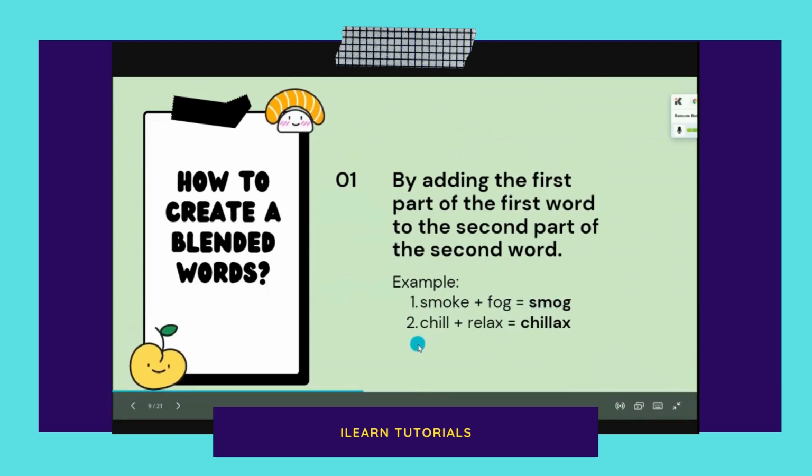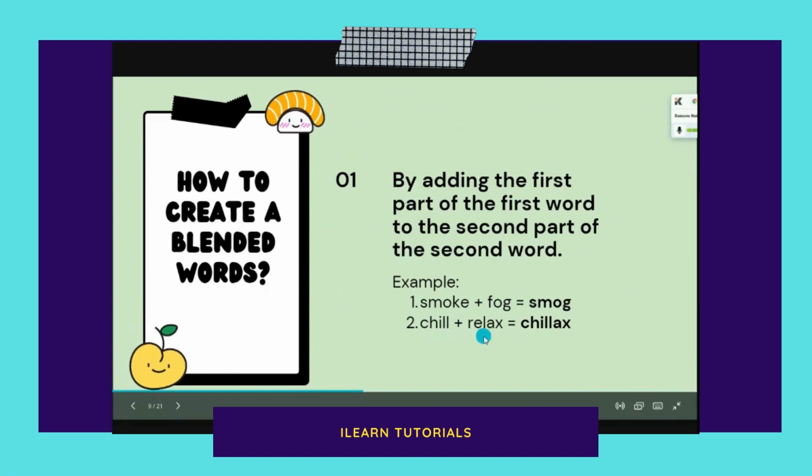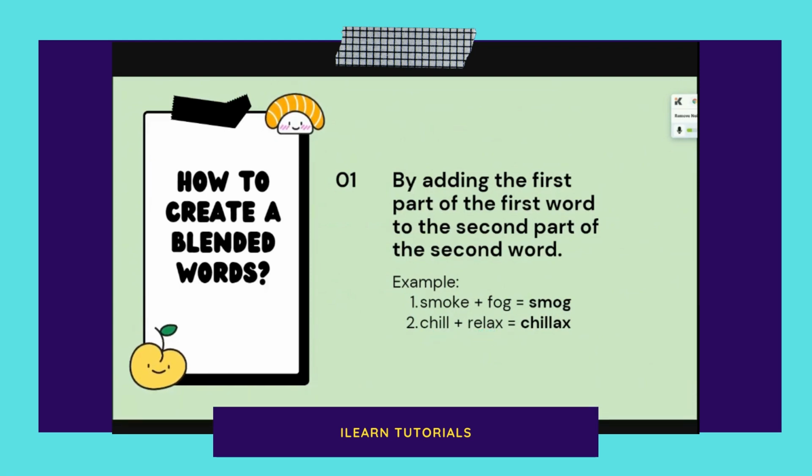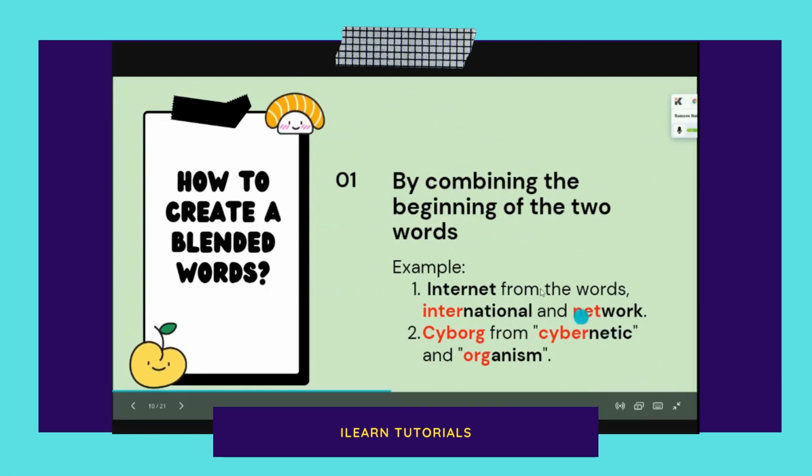Same as with chill and relax, we combine the first part of chill to the second part of the word relax, which is lax. Thus, we have the blended word chillax. Another way to create blended words is by combining the beginnings of the two words, meaning the beginning part of the first word will be added to the beginning part of the second word. So let's have an example.